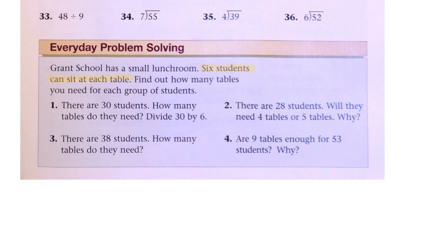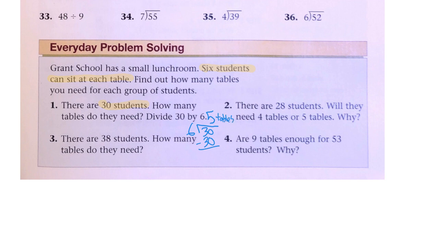So the number 1 says there's 30 students. So how many tables do they need? We can divide 30 by the 6 because 6 students can sit at each table. So we can make the division box. 30 goes in the box. 6 is doing the dividing. 5 times 6 is 30. So we need 5 tables.